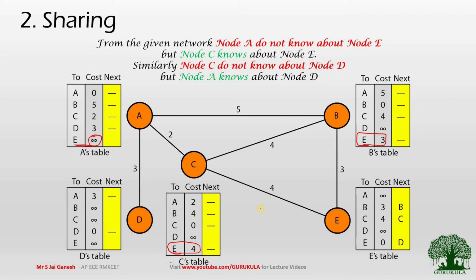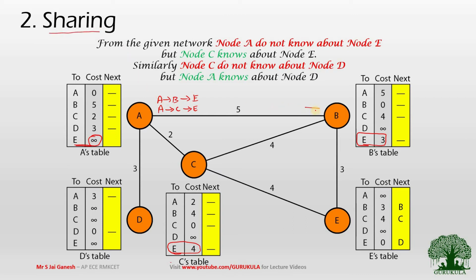So this is how A can reach E. A can reach E through B or through C. Either A can reach E via B, so the route can be A to B and then B to E. This is one option that we can take, or the other option is A can reach E through C. This is the other way, right? So how does A come to know that there is a route present to E via B and C? And that is what will be happening in the sharing stage.